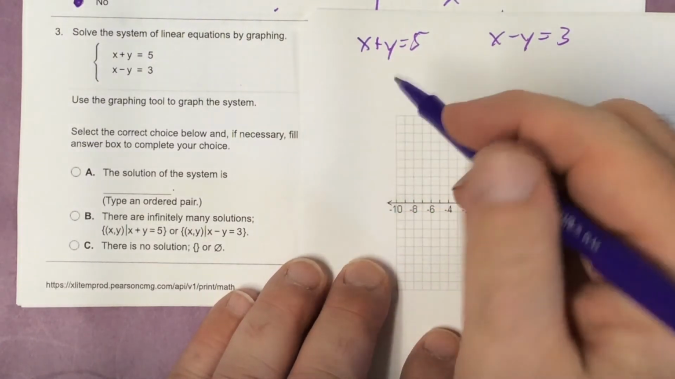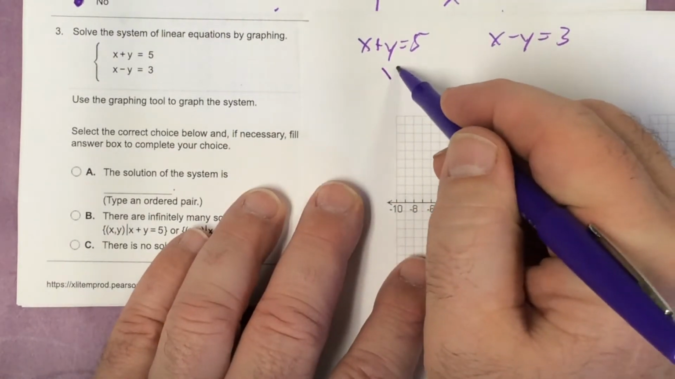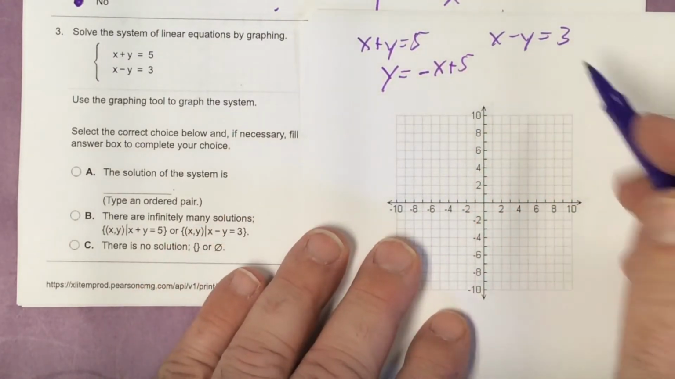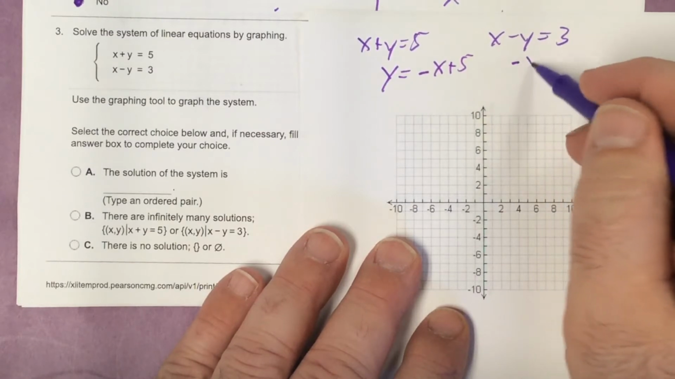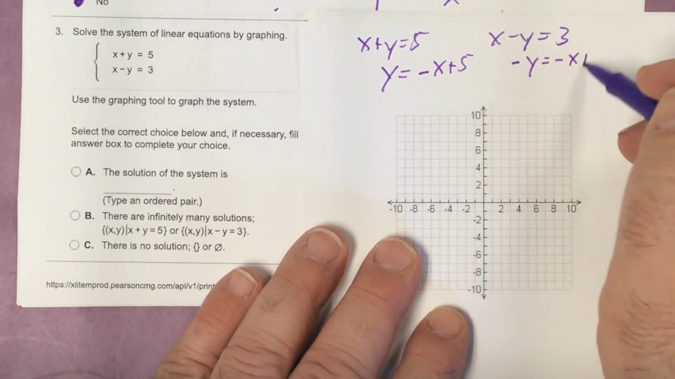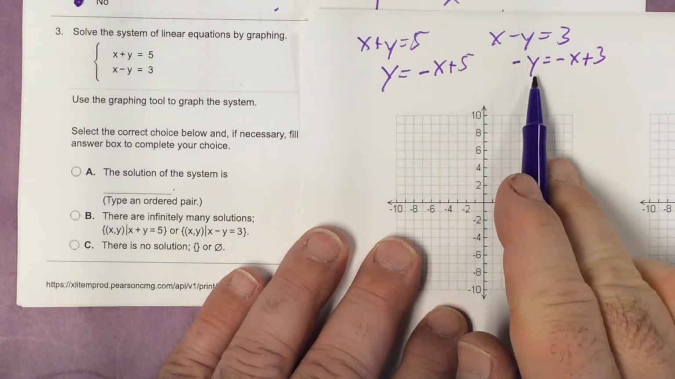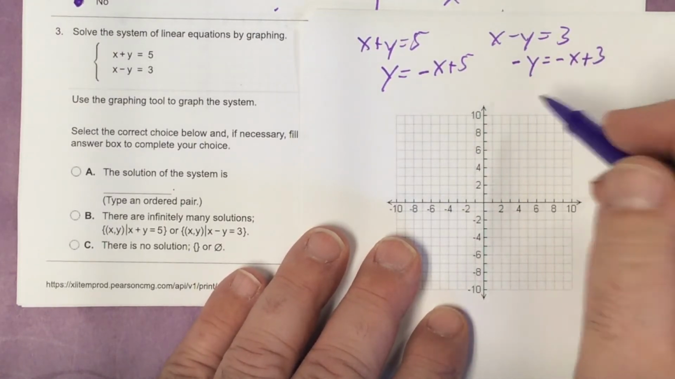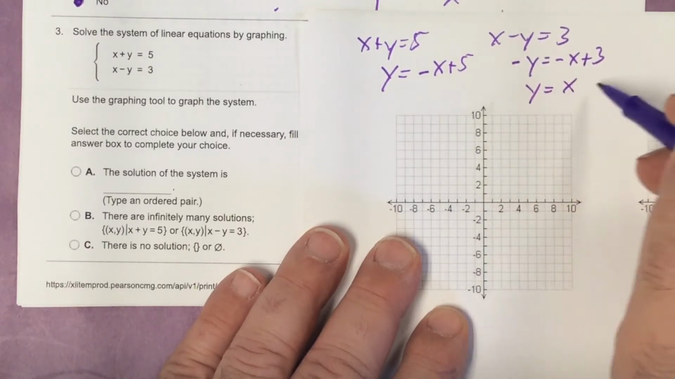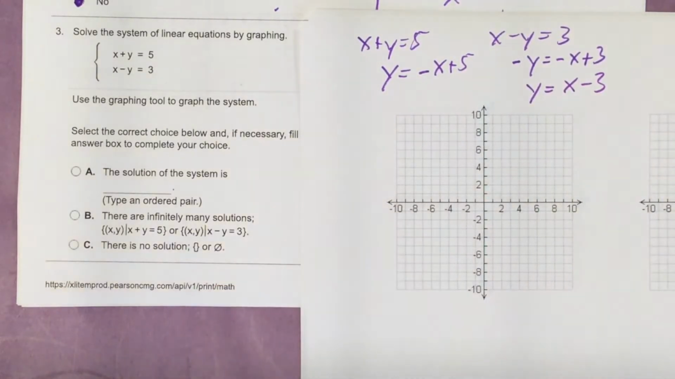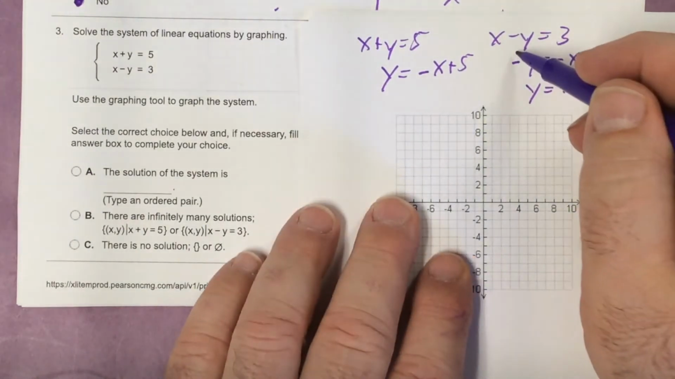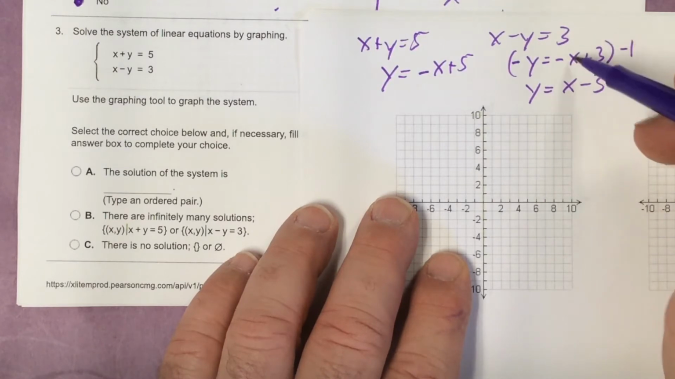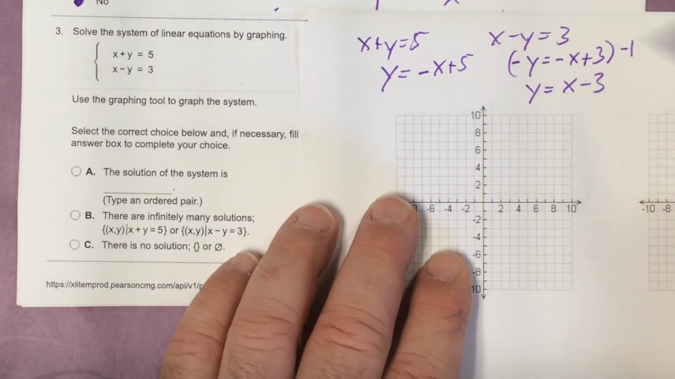Now, this first one's not going to be bad because all I have to do is move the x to the other side to get y equals -x plus 5. The other one here, when I move the x over, I'm going to get -y equals -x plus 3, but I need to get rid of that negative there. So if I multiply through by -1, or divide by -1, I will get y equals x minus 3. Okay? So how did I get this result? I multiplied everything through here by a -1. That makes this positive, that makes this positive, and that makes this negative.